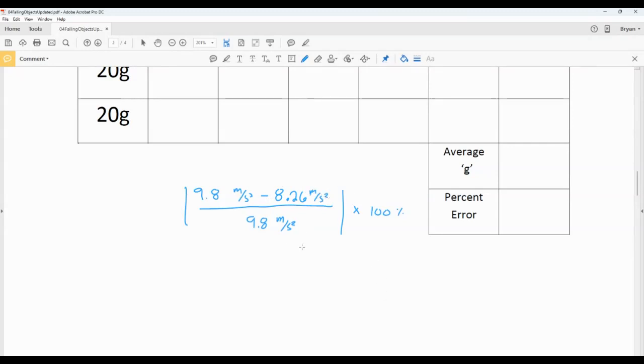Now, technically, we have all the units plugged in here, but when we subtract, we get meters per second squared from the difference, and then we divide by meters per second squared. Those are going to cancel away. So all we're really going to end up with at the end is just the percent.